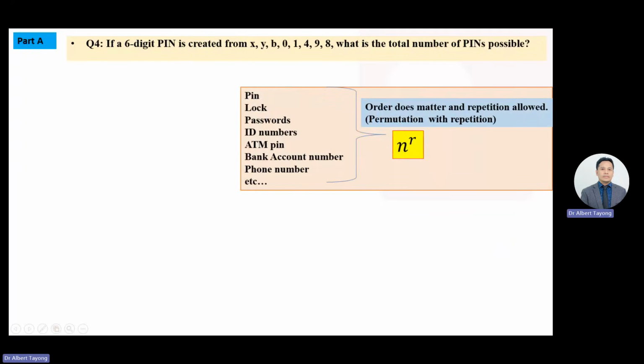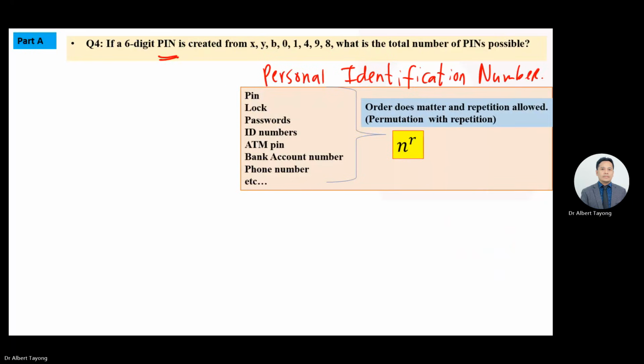Okay, here the keyword is PIN, or personal identification number. This is the meaning of PIN. Other words are lock, passwords, ID numbers, ATM PIN, your bank account number, your phone number, all of these use this formula. This is permutation with repetition because you're allowed to repeat the elements.